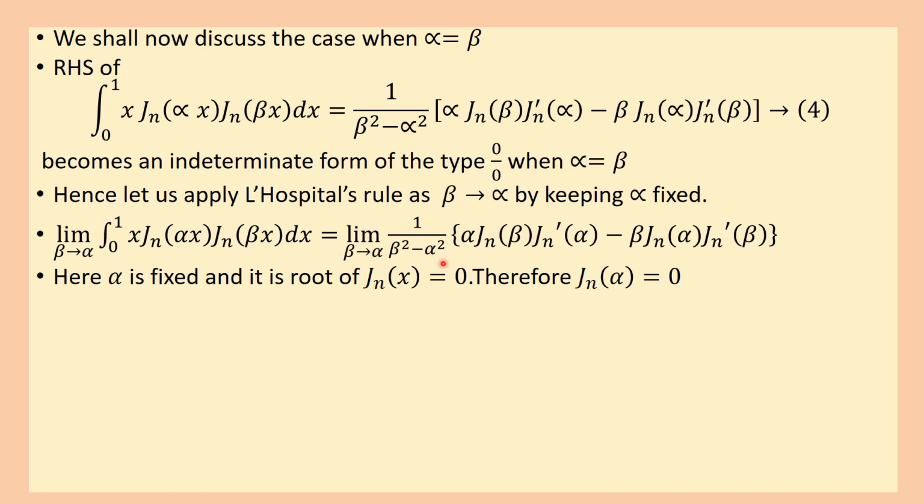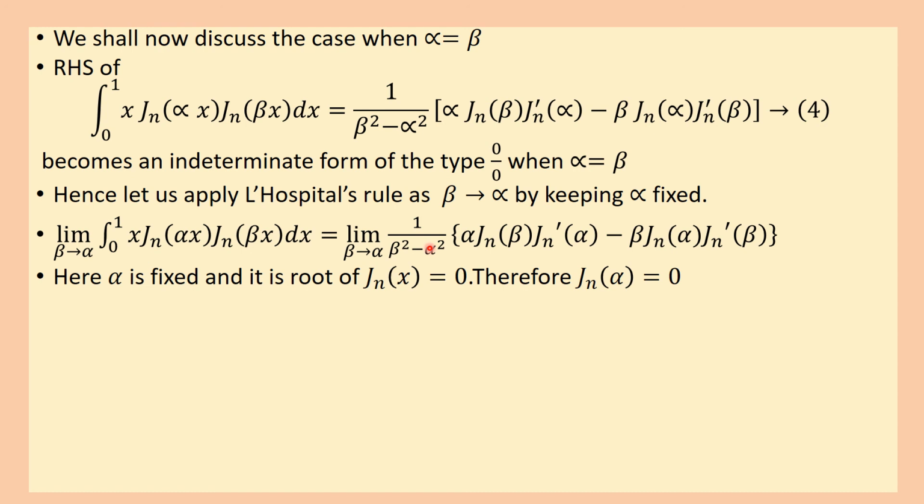L'Hospital's rule, whenever 0 by 0 form is there, we have to differentiate the numerator, that is alpha into Jn of beta into Jn dash of alpha. Here beta is tending to alpha, beta is variable, so we write the derivative of Jn of beta, and the denominator beta square minus alpha square we have to differentiate with respect to beta, as beta is variable.